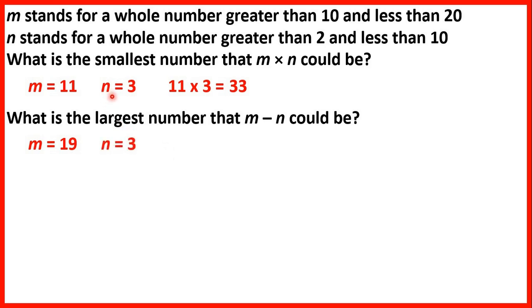So we want to use 3 as n, because that's the smallest number that n can be. And then m minus n, so 19 minus 3 is 16.